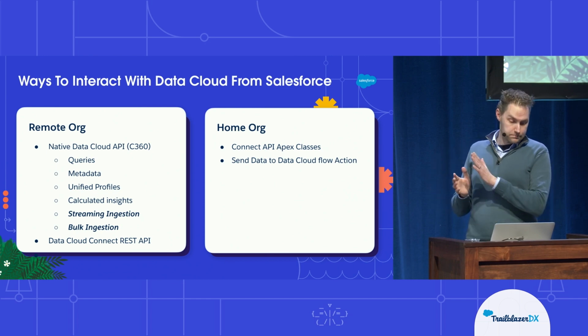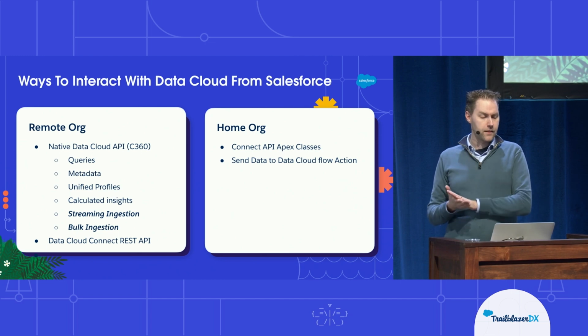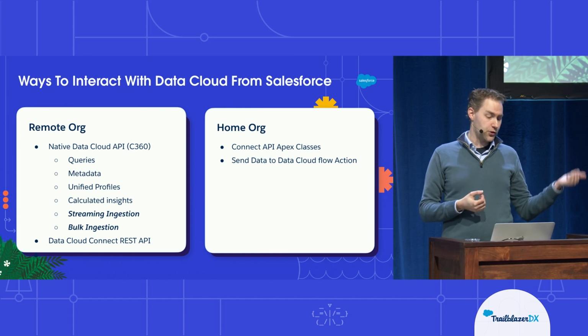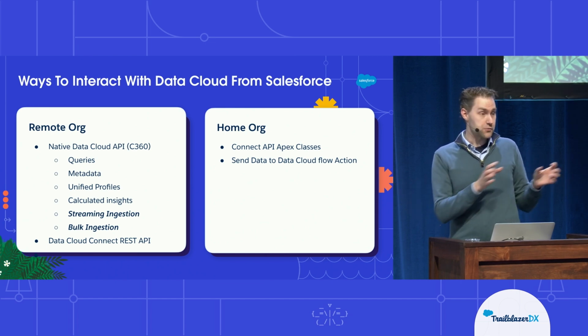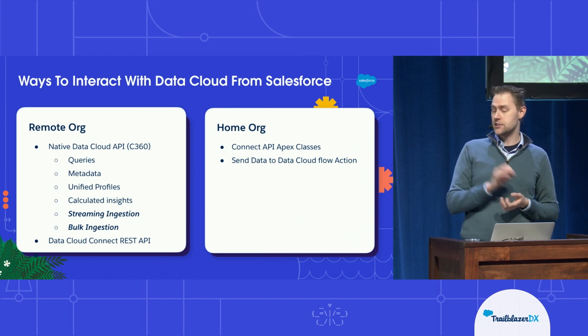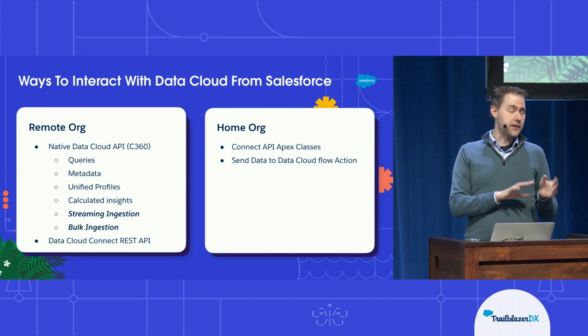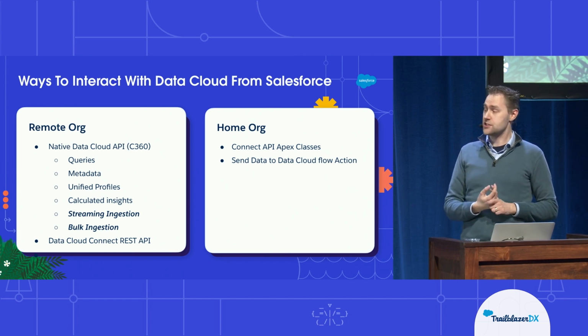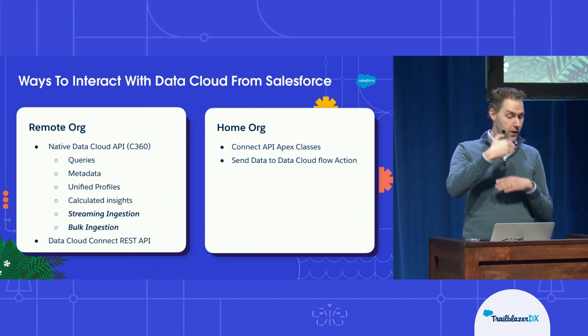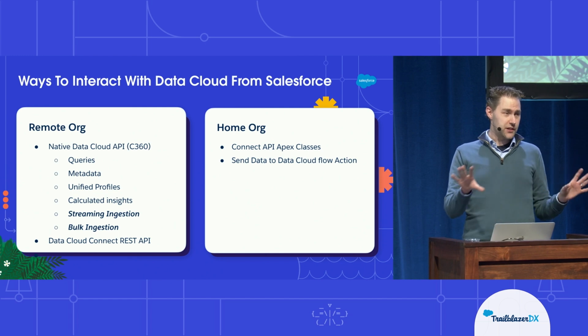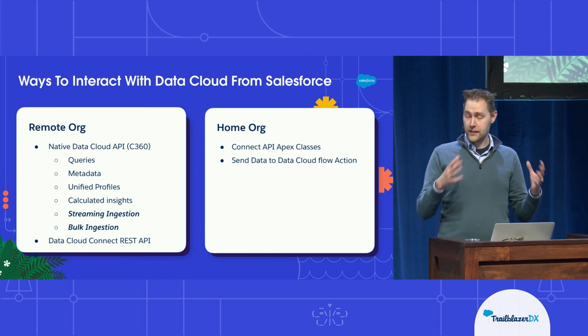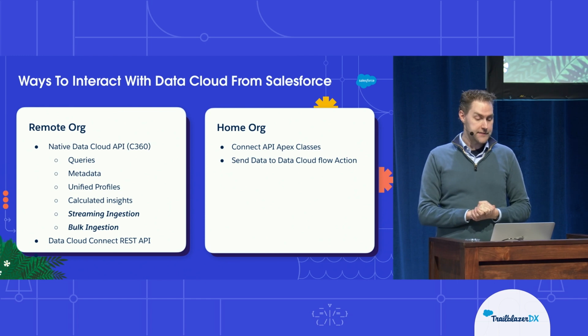So ways to connect are, when we're talking about the remote org, we have the native Data Cloud API. In the native Data Cloud API, we can use that for queries, metadata, unified profiles, you name it. And to insert the data, that's what we're looking at today, we have the streaming ingestion API and the bulk ingestion API. Salesforce made our life a bit easier, so they created the Data Cloud Connect REST API, which is a Salesforce REST API, which is a layer on top of the native Data Cloud APIs. So you can use your standard Salesforce integration, standard OAuth flows to get exactly to those APIs.